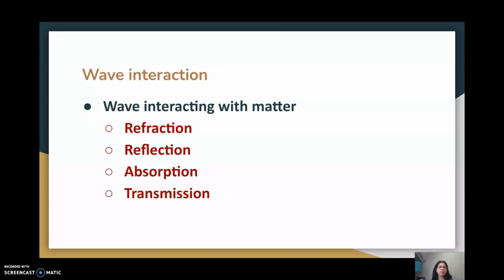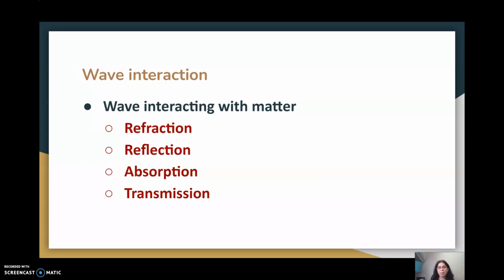When a wave interacts with matter, it could refract, it could reflect, it can be absorbed, and it can be transmitted. Today we are not going to cover everything, just refraction. And you must be thinking, what is refraction? Let's do some demo videos and you are going to find out what refraction is and explain it to me.